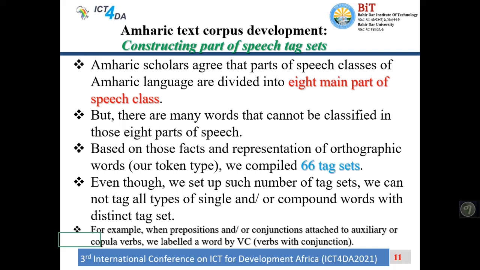Even if we set up such a number of tag sets, we cannot tag all types of Amharic words with distinct tag sets. For example, when prepositions or conjunctions are used with auxiliary or copula verbs, we simply labeled the word VC, verbs with a conjunction.